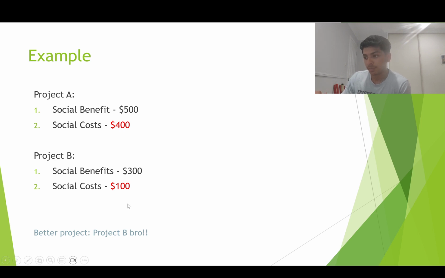But when we look at Project B, our social benefits are lesser than that of Project A. Instead of 500, it's only 300, but our social costs are so much lower than what it is for Project A. So literally 300 minus 100 is 200. That's our net social benefit for Project B, whereas our net social benefit for Project A is only 100. That's why Project B is a better project in this case instead of choosing Project A. So I would choose Project B.